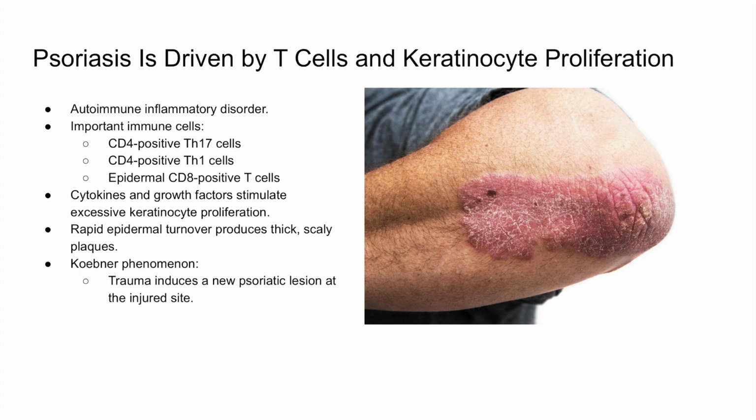These immune cells release cytokines that stimulate keratinocyte proliferation and recruit additional inflammatory cells. Epidermal turnover becomes dramatically accelerated, so immature keratinocytes accumulate at the surface and form thick, scaly plaques. Trauma may injure a new psoriatic lesion at the injured site, which is called a Koebner phenomenon. Other triggers can include infections, stress, and certain medications.